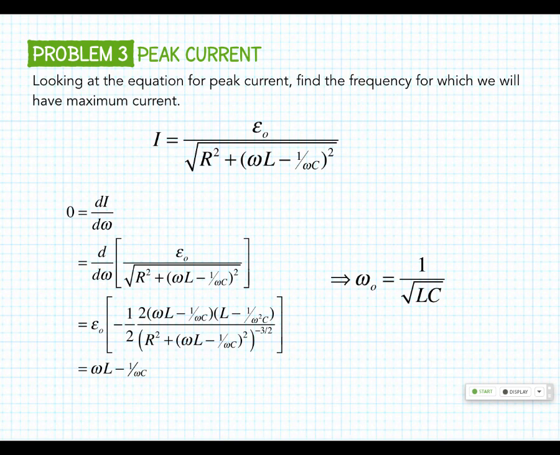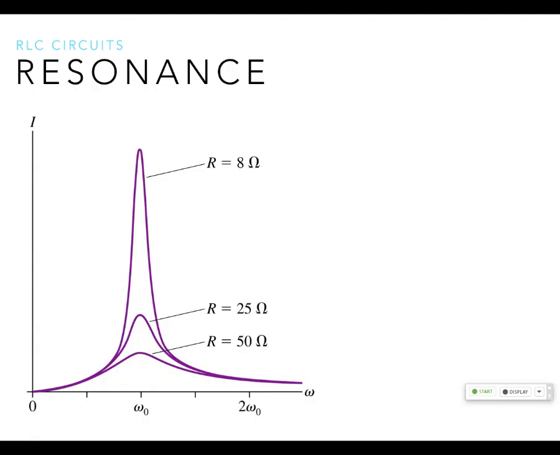The R vanished when we took the derivative and solved for omega, and it does come up somewhere, okay? It comes up in the height of your peak, okay? You can see bigger resistance, smaller peak current, which should make sense if you remember V equals IR, right? Bigger resistance always means smaller current.